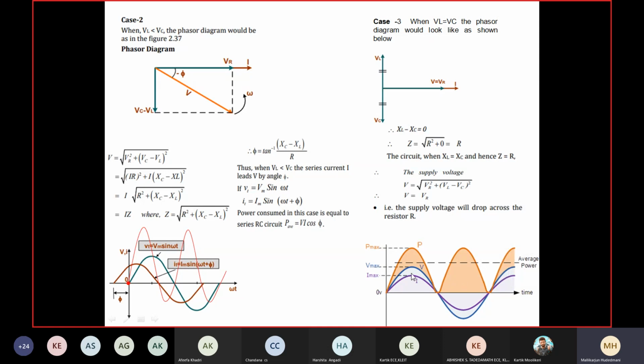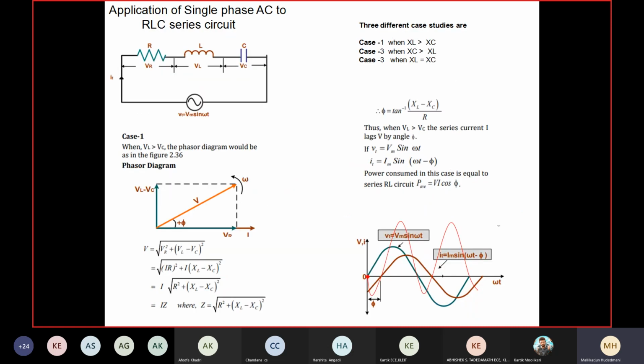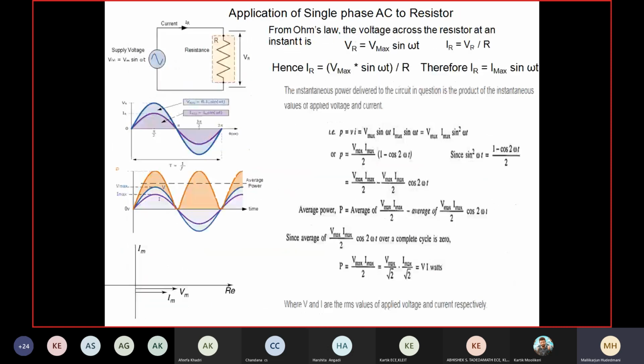So this is how a hand-in-hand relationship is noticed in the circuit. Even though the circuit has a resistor, inductor and capacitor, it is truly behaving like a resistor. It is because of the cancellation of inductive reactance with capacitive reactance. Therefore, power consumed by the circuit remains V into I, as we have proved there. So that is what I have to go back and tell you. This is a short proof I have to use.